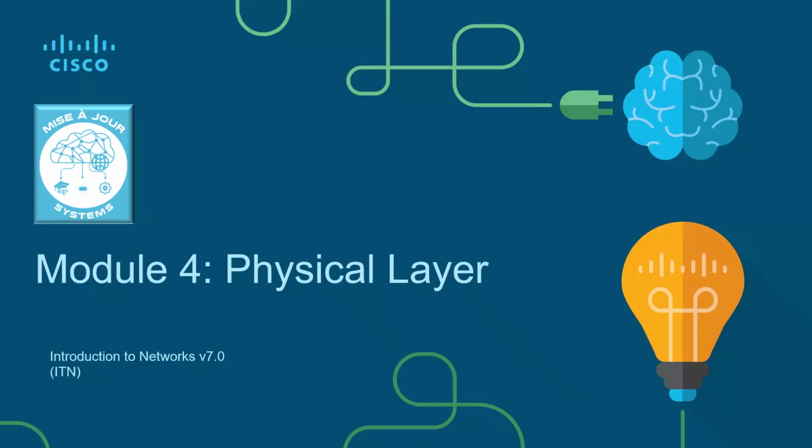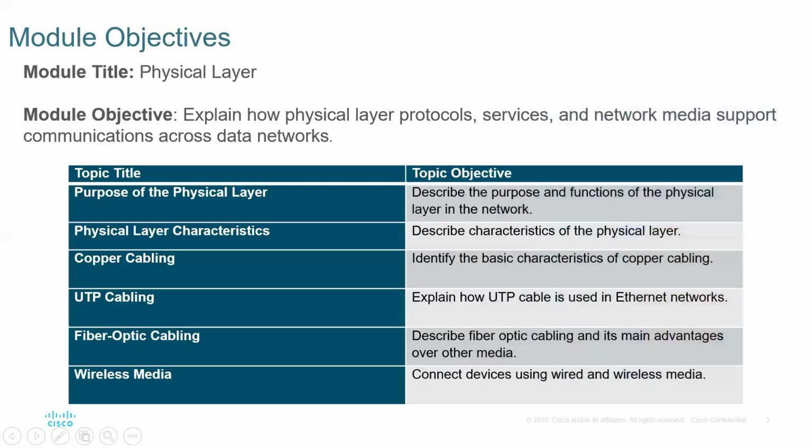So basically, that is what the physical layer deals with, and that is what we're going to be looking at today. The module objective is to explain how the physical layer protocol services network media. Network media support communications across data types. We'll look at the purpose of the physical layer, its characteristics, copper cabling, UTP cabling, fiber, and wireless media. I think that is the main type of media that we have: wired, copper, fiber, and for wireless, the wireless media. And I think that makes up what we call the physical layer.